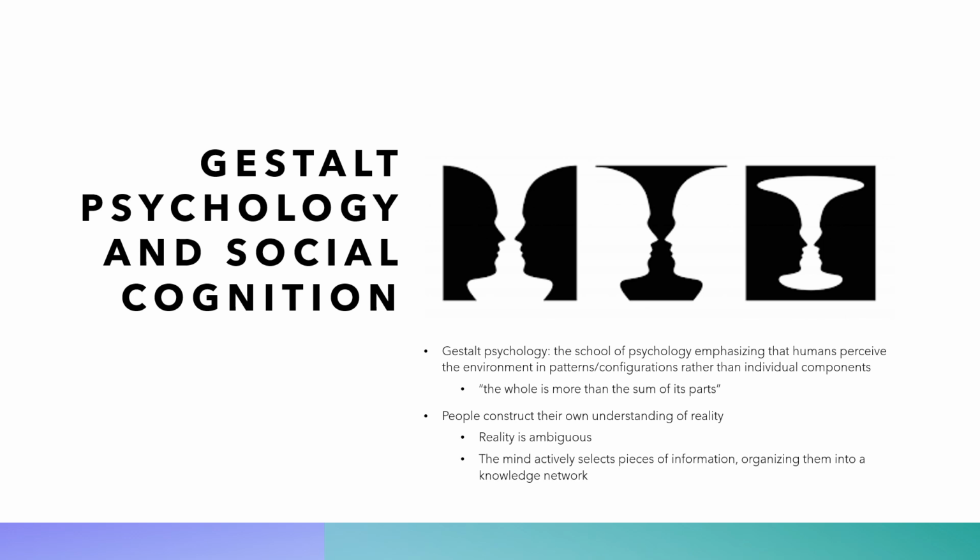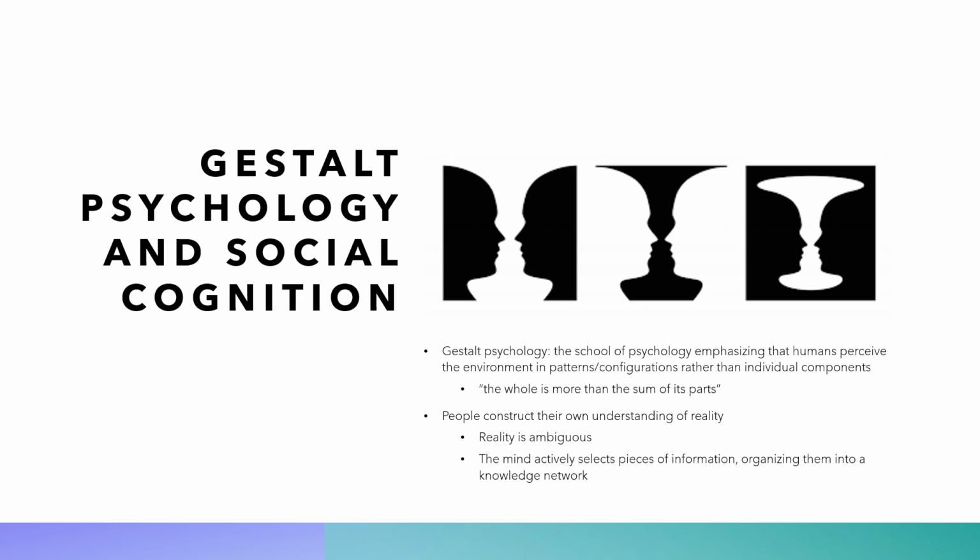Consistent with this, people construct their own understanding of reality. So there's so much stimuli out there that we need to make sense of it, and we can't make sense of all of it. So typically, we take the ambiguity of reality, right, and start selecting pieces of information that make sense, eventually organizing them into a knowledge network that we can use to navigate the world.